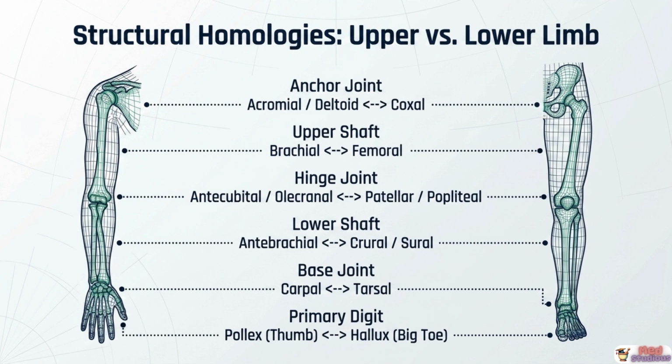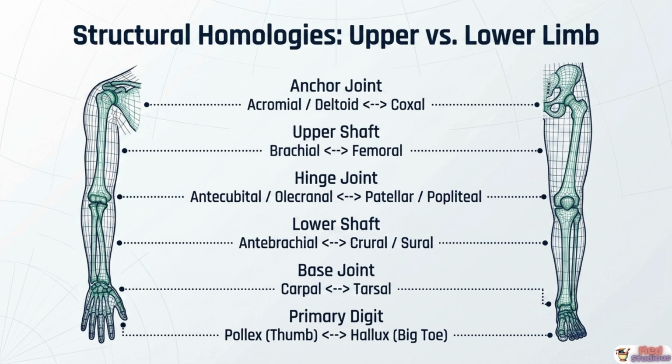At the upper shaft level, the upper limb has the brachial region of the arm. The lower limb has the femoral region of the thigh. Both are single bone shaft regions. At the hinge joint level, the upper limb has the antecubital and olecranal regions at the elbow. The lower limb has the patellar and popliteal regions at the knee. Both are biplanar hinge joints. At the lower shaft level, the upper limb has the antebrachial forearm. The lower limb has the crural and sural leg.